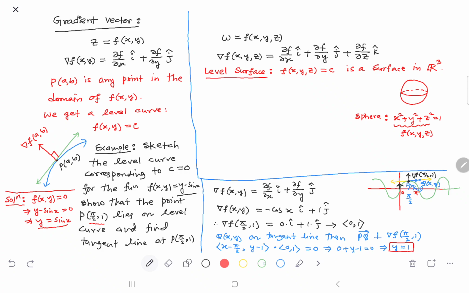Let's say you take any point here, let's say I'm taking the point P. At this point we can consider the tangent plane. A plane which touches the surface at the point P, that we call the tangent plane. Let's say this is called pi.